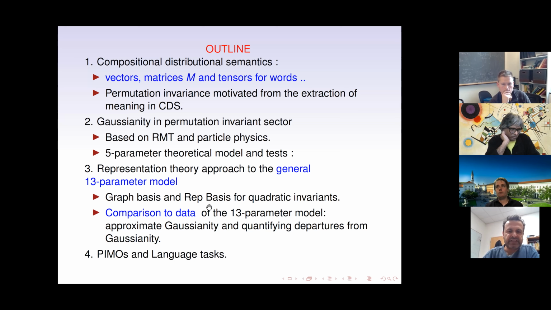There's an interplay between representation theory and graphs, connected by a sort of Fourier transform. Using that transform, one can compare the predictions of the theory to data, and I'll show you some of the results from that comparison. And hopefully I'll have time to show how this framework is useful for concrete tasks.